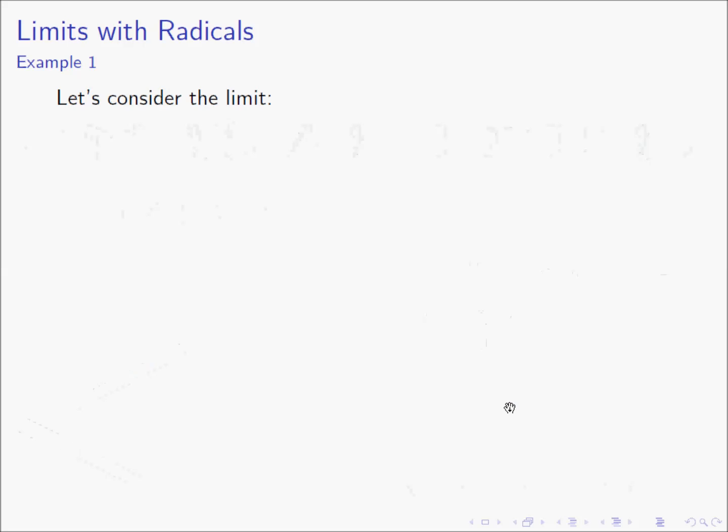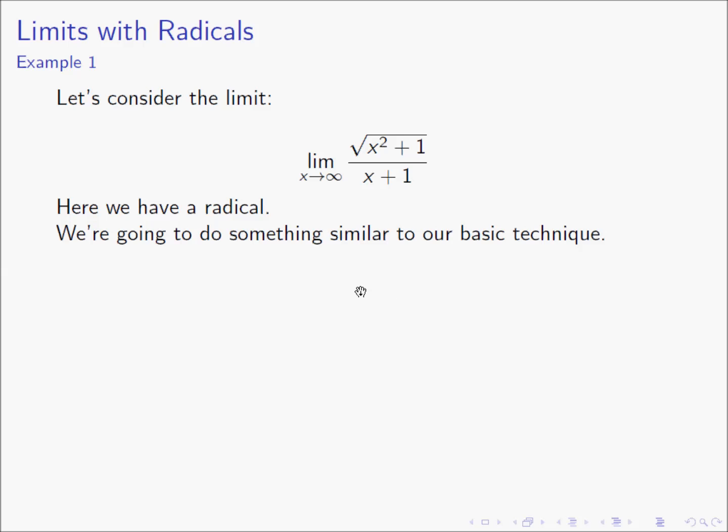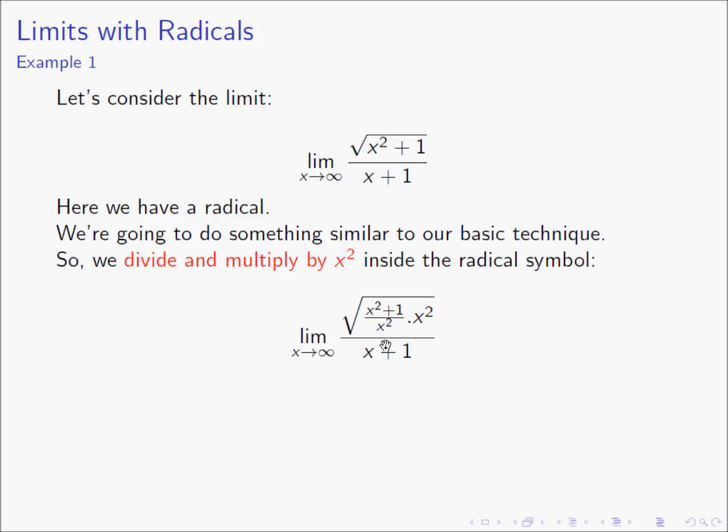And our first example is this one. The limit as x approaches infinity of the square root of x squared plus 1 over x plus 1. And here the trick is to do something similar to our basic technique that we learned in part 1. That is, we divide and multiply by x squared, but only inside the radical. Here we divide by x squared and we multiply by x squared. We take x squared because here we have x squared.